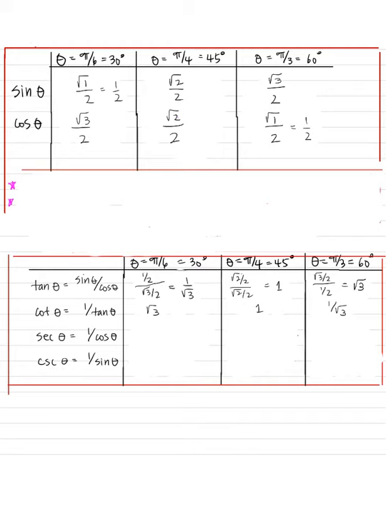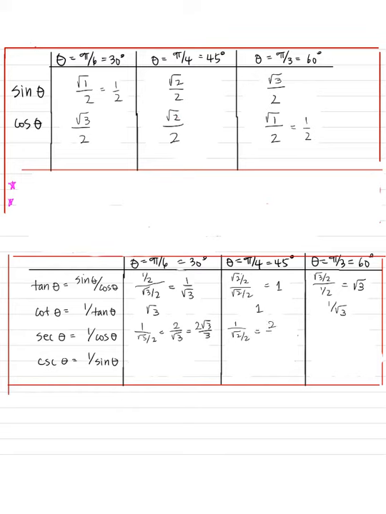Okay, so now secant is 1 over cosine. So all you have to do is 1 over cosine of pi over 6, which is root 3 over 2. So this is going to be 2 over root 3. Same thing as what? 2 root 3 over 3. Now, what is it? Secant of pi over 4. That's 1 over root 2 over 2.